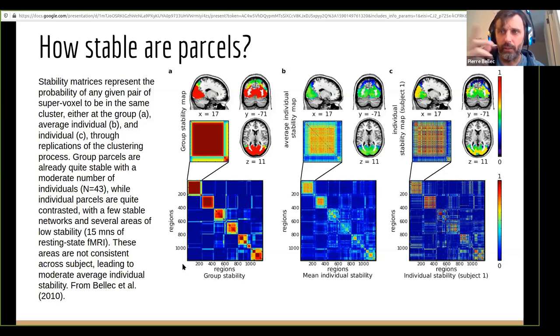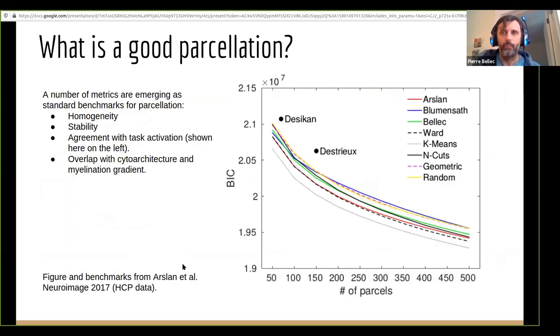Once again, there's a preprint I can link on this, so it's of interest. So now, what is a good parcellation? I've mostly poked holes in parcellations that claim to be better, either because of their resolution or because of their homogeneity.